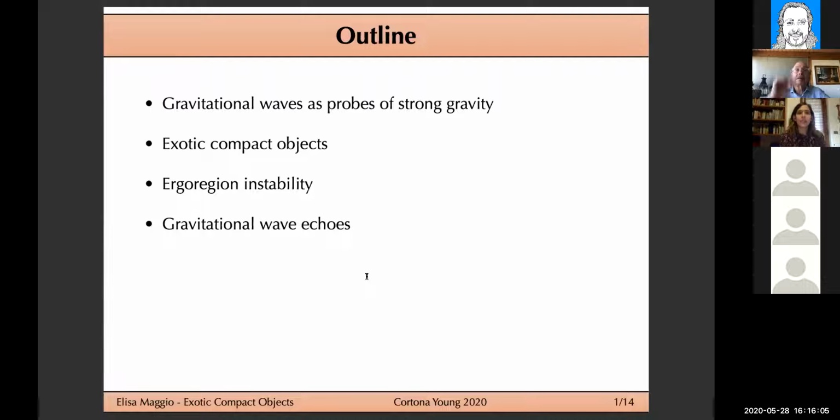I will talk about gravitational waves as probes of gravity in the strong field regime. They allow us to understand the nature of compact objects in our universe. I will describe several alternatives to black holes, the so-called exotic compact objects. They might be unstable and they will emit a different gravitational wave signal.